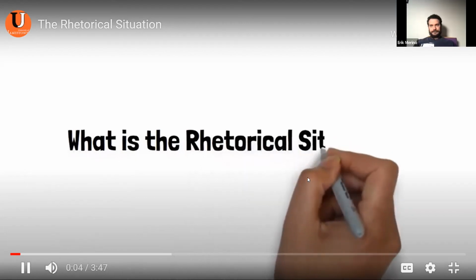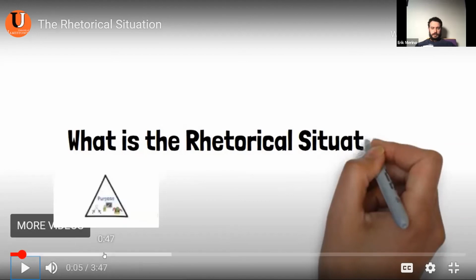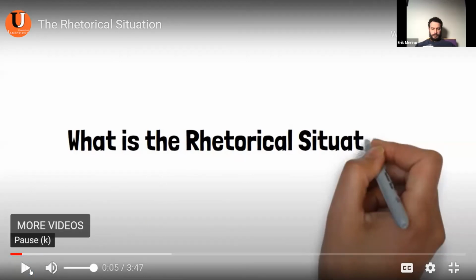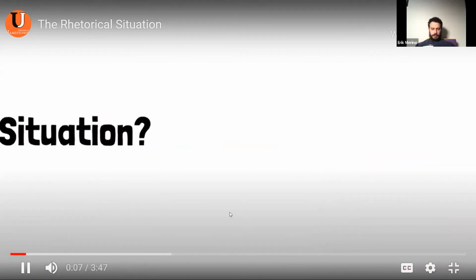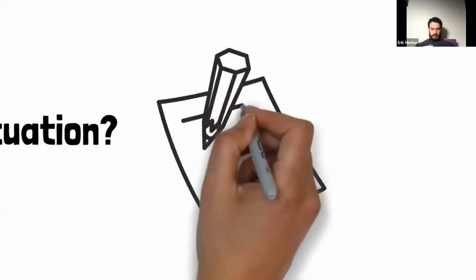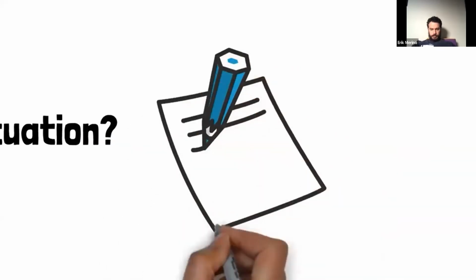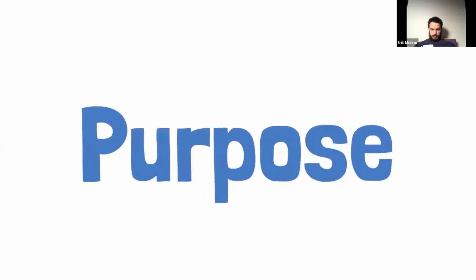So what is the rhetorical situation? It's basically the idea that no writing exists in a vacuum. Anytime you sit down to write, you are responding to a particular set of circumstances, beliefs, and biases that are going to influence what and how you write. That's the rhetorical situation. So let's break that down a bit, starting with purpose.